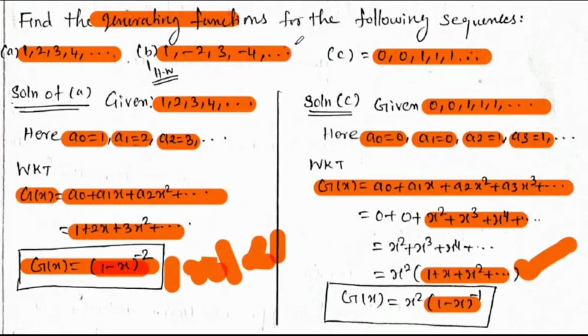So let us consider this a homework question. Take the a naught value, a1 value, a2, a3, and so on. Using these sequences, we are going to find the generating function, which means substituting these values in the g of x formula. We get g of x equal to a geometric series.